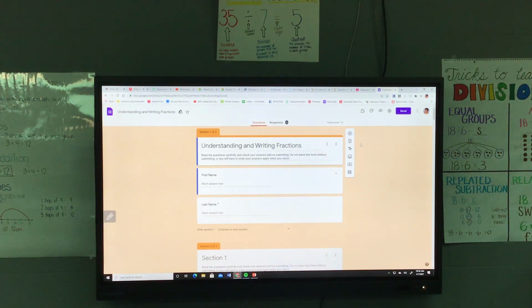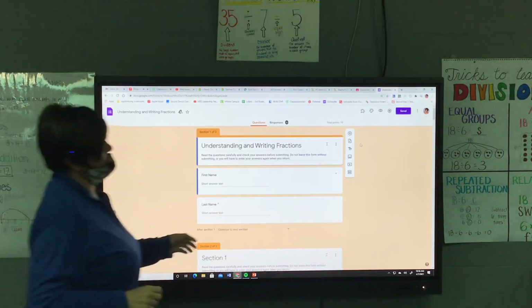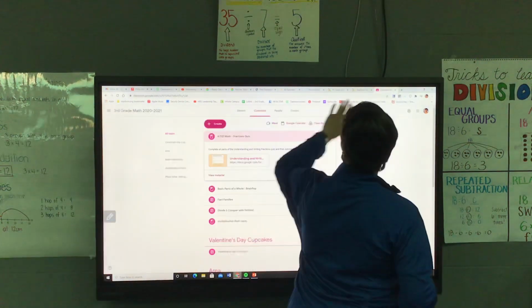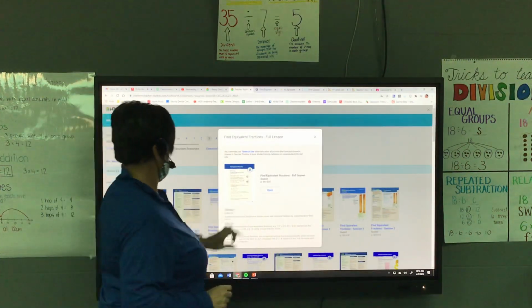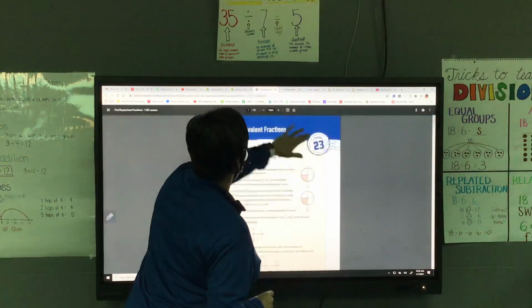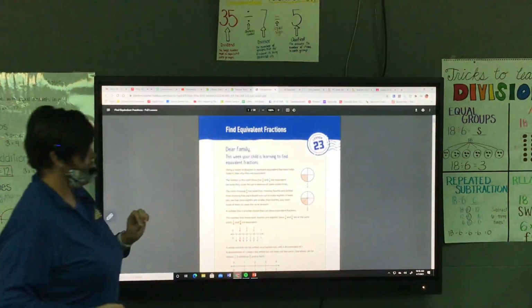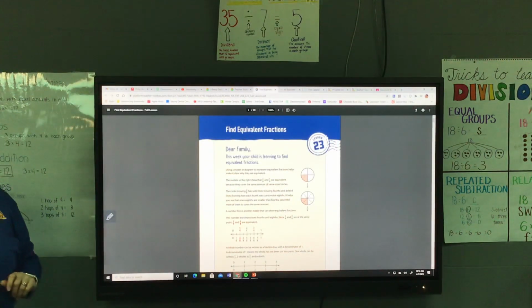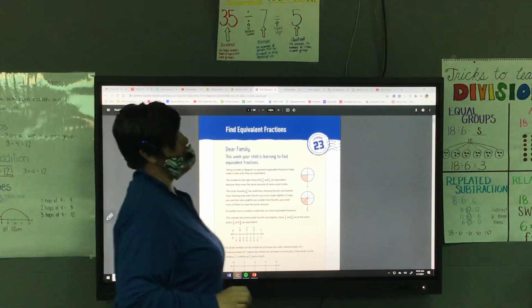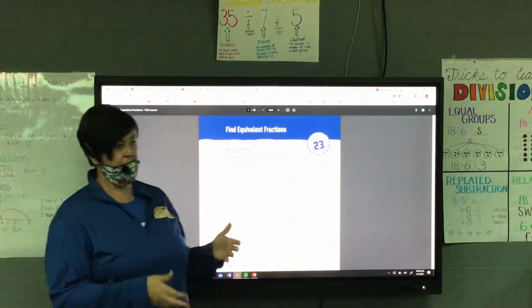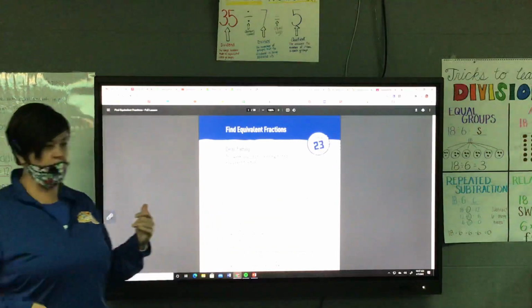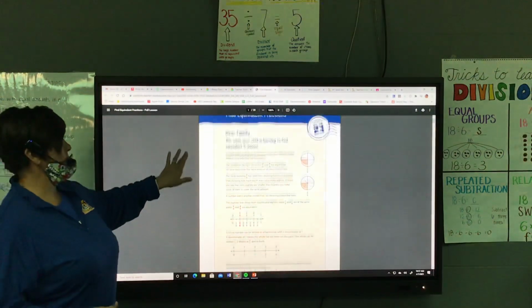Right, now that you have turned in that quiz, then let's get your math workbooks out. And there we go. We're moving on to lesson 23. We're going to keep working on equivalent fractions. We were kind of introduced to them at the end of lesson 22. Now we're going to continue on with that.